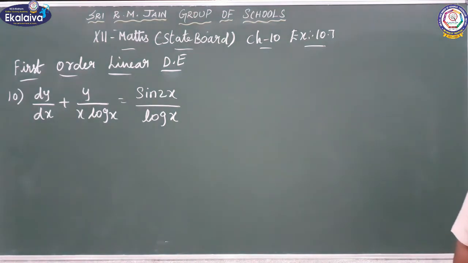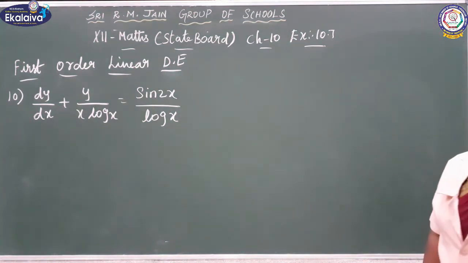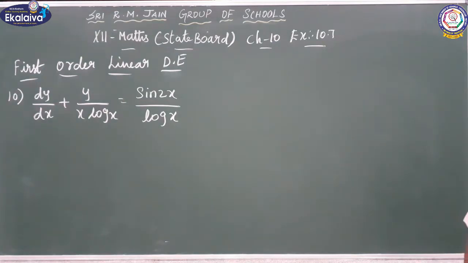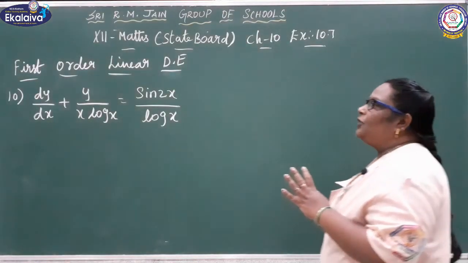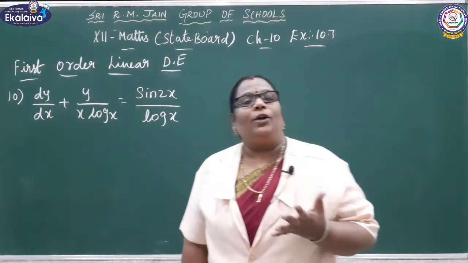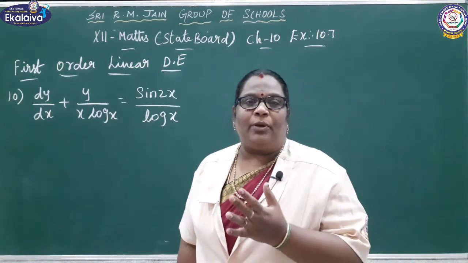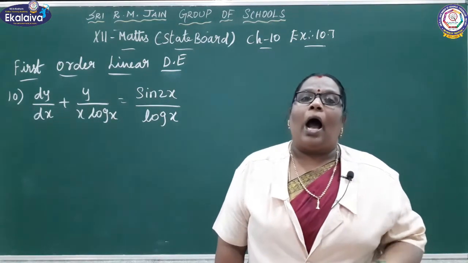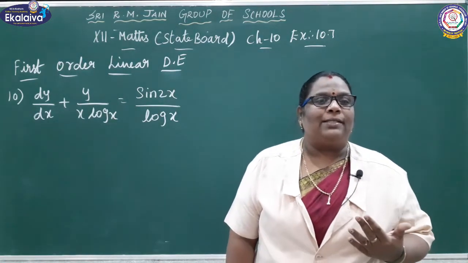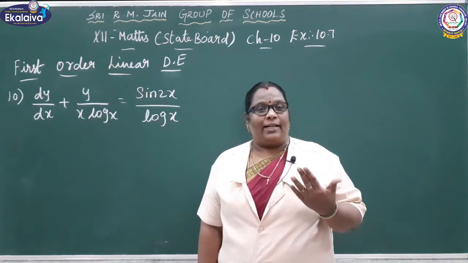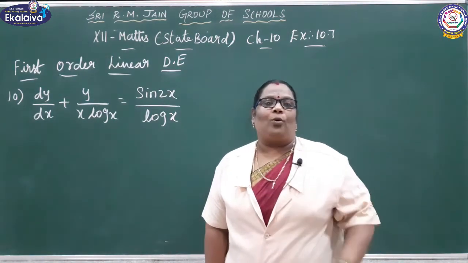This is 12th standard maths, state board, chapter 10, differential equation, exercise 10.7, first order linear differential equation. What is a first order linear differential equation? It is in the form dy by dx plus py equal to q, or dx by dy plus px equal to q.